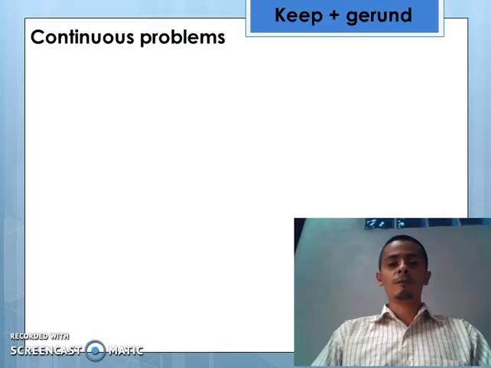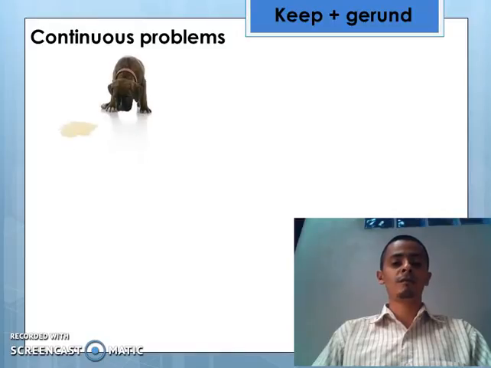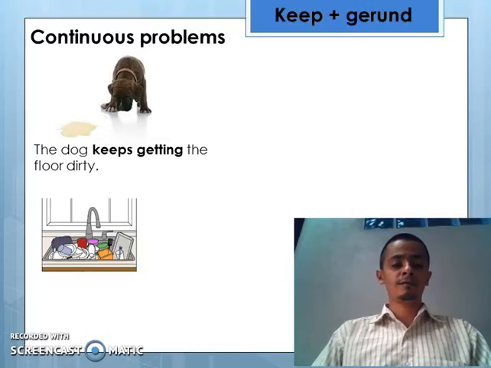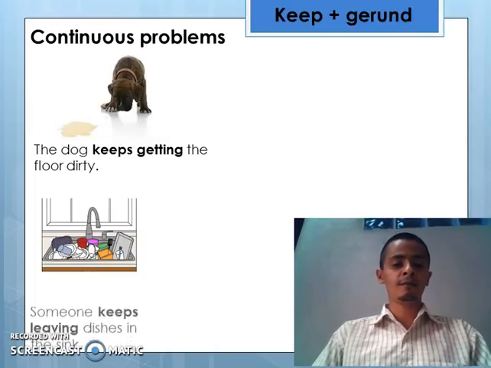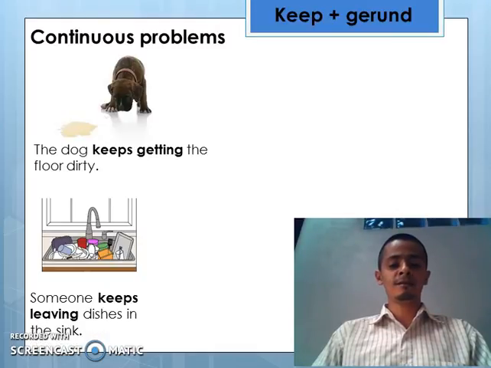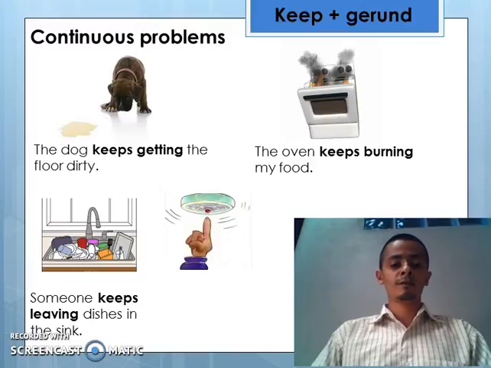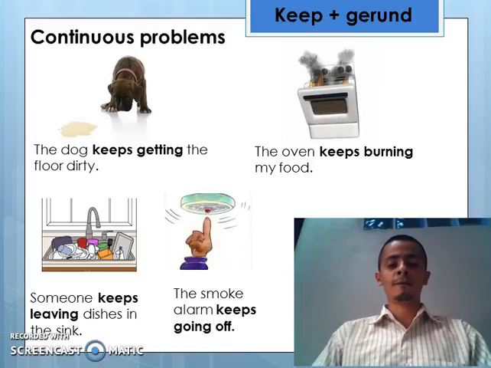Now let's use the verb keep plus gerund. We use keep for continuous problems that regularly happen or don't stop happening. So let's see some examples, and for the little dog we can say the dog keeps getting the floor dirty. And in that picture we can see that there are many dishes in the sink. So to describe it we can say someone keeps leaving dishes in the sink. And for this picture, we can say the oven keeps burning my food. And for the smoke alarm, we can say the smoke alarm keeps going off.